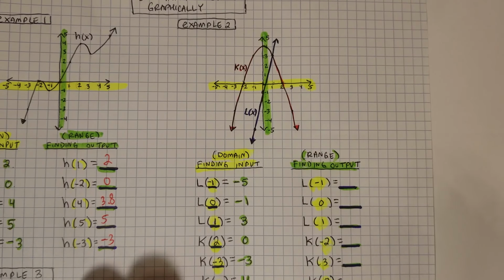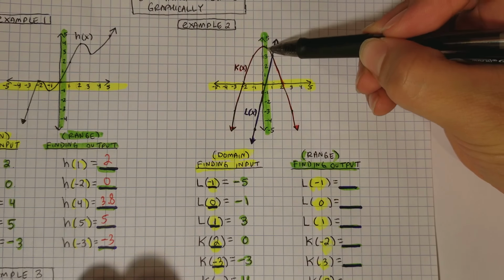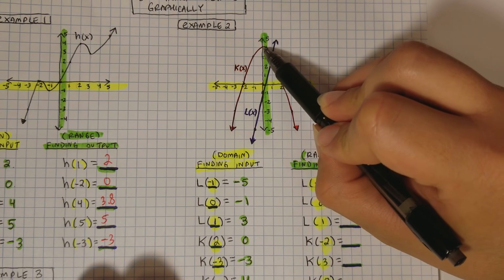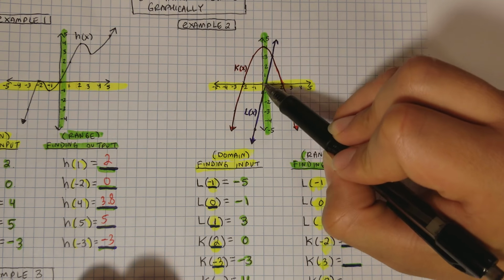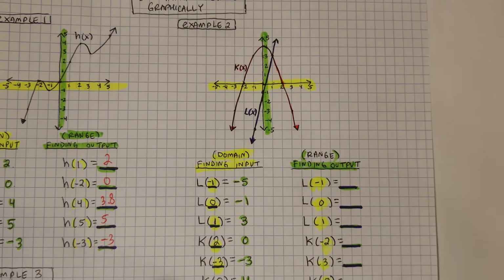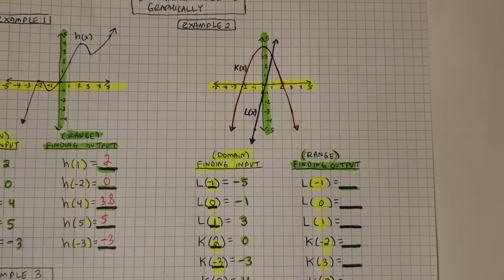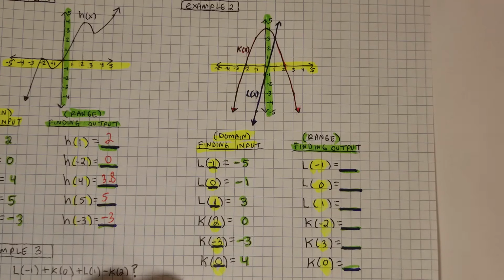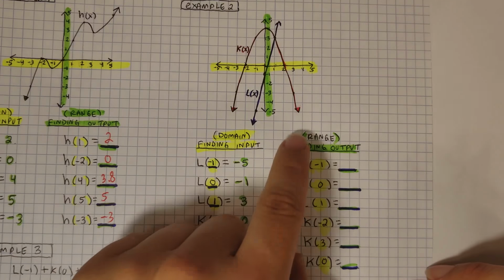K of what number is equal to 4? So we go to the output of 4. K, well, there's only one point at the 4, which is right here, at x equals 0. So the input number for that would be 0. Okay? Hopefully this is making sense and it's not as bad as you thought. This time we're finding the range, or finding the output.